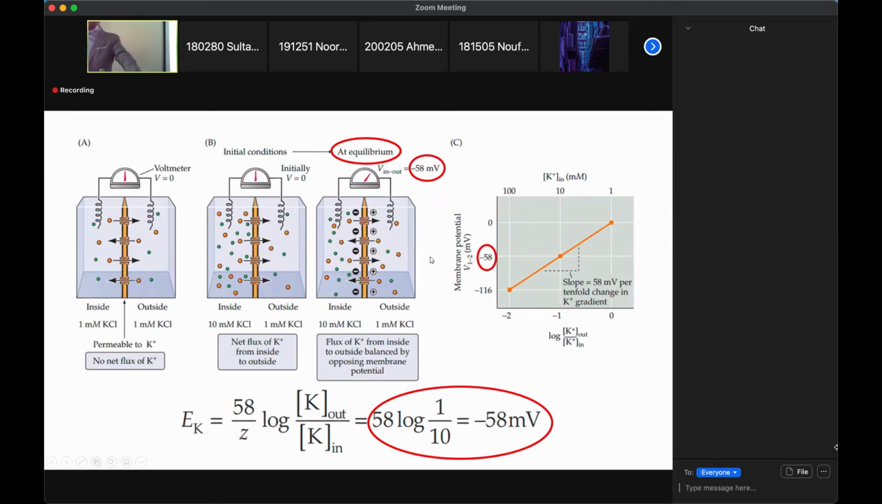So if the concentration of potassium was 10 on the inside, it would be negative 58. If it was 100, it would be negative 116 millivolt, okay?